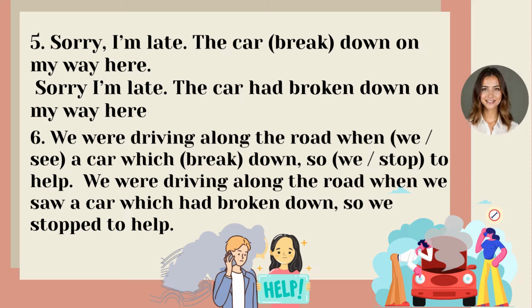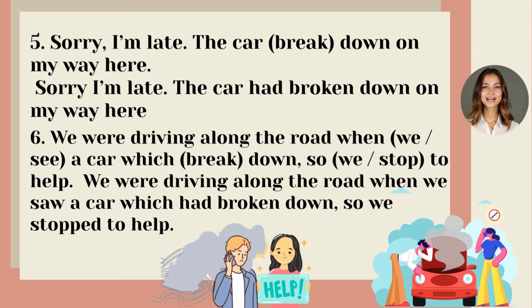The fifth sentence is, sorry I'm late. The car, break, down on my way here. Answer is sorry I'm late. The car had broken down on my way here. Imagine the timeline. The car broke down and you arrived late. Now you're explaining why you're late. You're in the present saying, sorry I'm late. But the car problem happened before now. Actually, it happened before you arrived. So we need to show one past action, car broke, happened before another past moment, you arrived. That's the perfect case for past perfect.